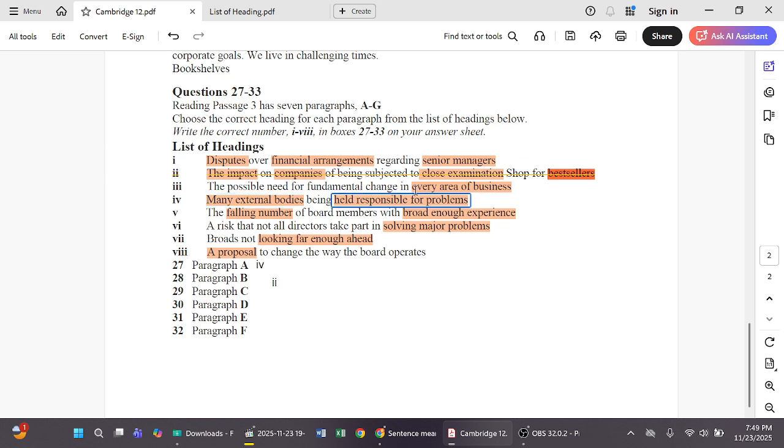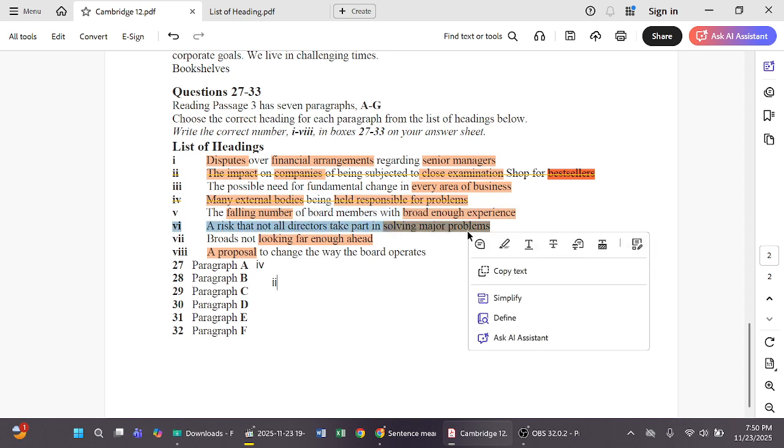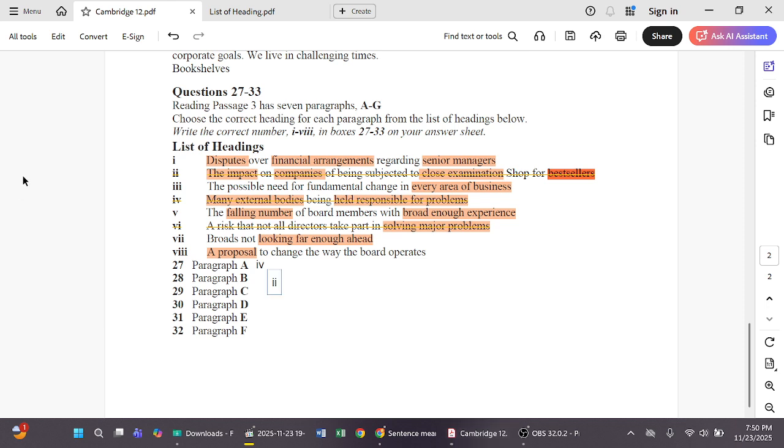The possible need for fundamental change, no, it is not. And number four, we have already used here, so it is not the perfect answer. Okay, not a risk that not all directors. Yeah, that means everybody cannot take part in any kind of projects. Either it is much more important or not, so it doesn't really matter. The main thing is they cannot take part in all projects. So for paragraph C, we have to use number six.